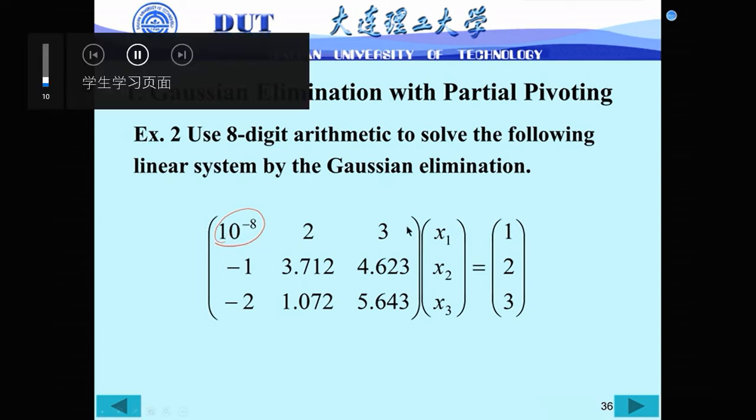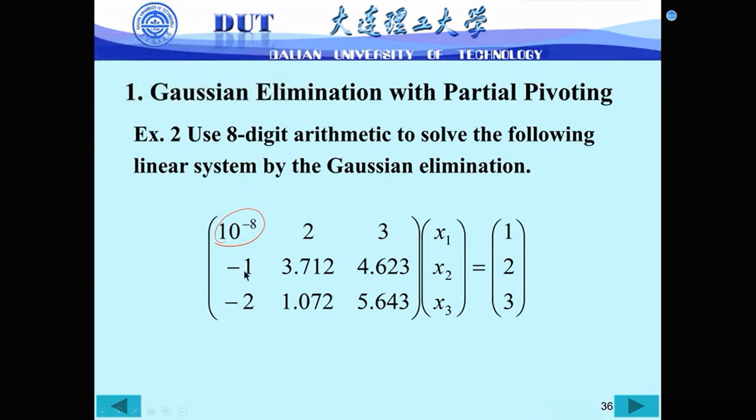The first row has 2 and 3. The second row has minus 1, 3.712, 4.623. The last row has minus 2, 1.072, 4.643. We have 3 unknowns, x1, x2, and x3. The right-hand side is just 1, 2, 3.